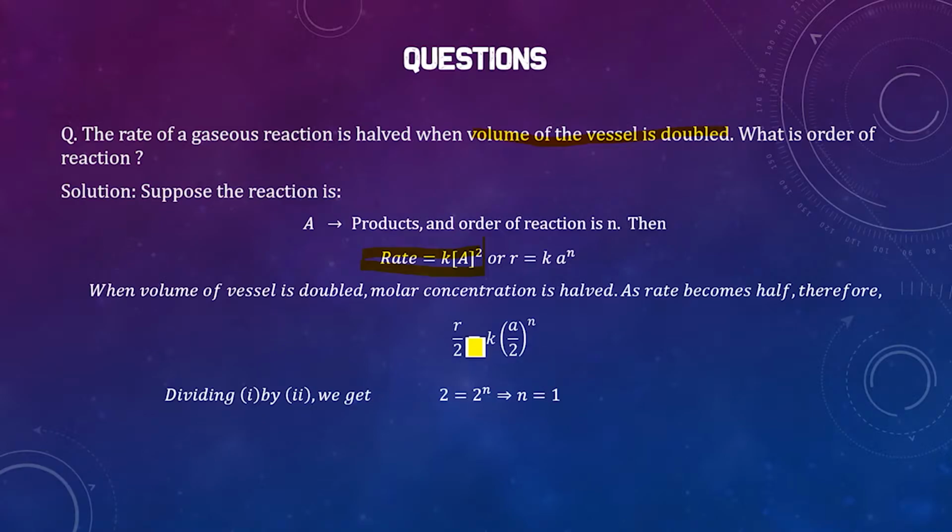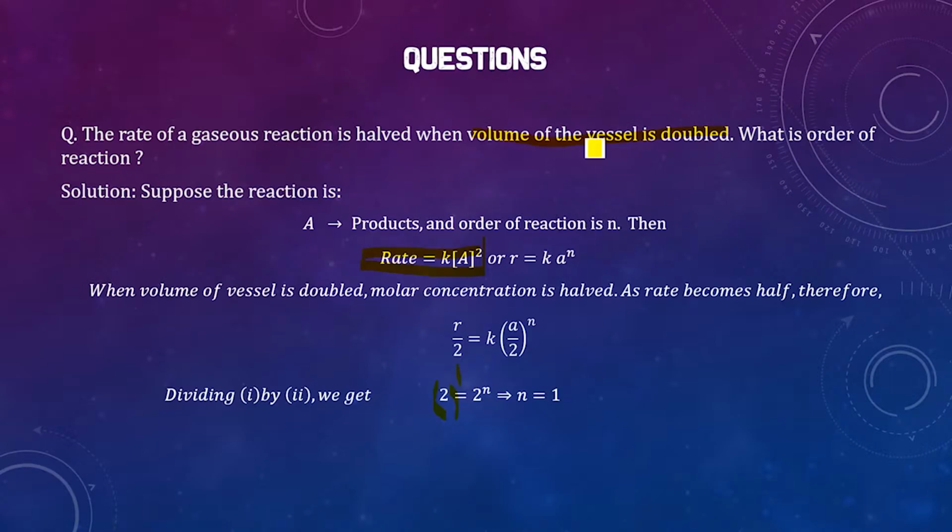Yes. So just reverse it and we will get that 2 is equal to the power n, because r is constant and k is constant. If we know that the bases are the same, then the powers will also be the same. So if nothing is given, we can assume that n is equal to 1. That means it is a first order reaction.